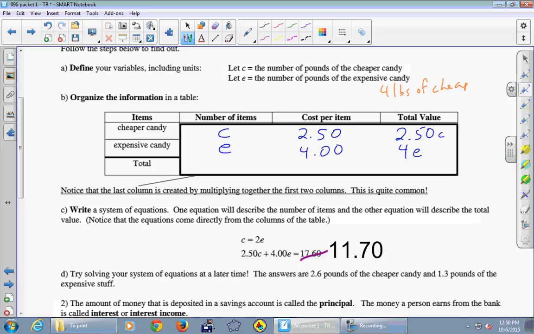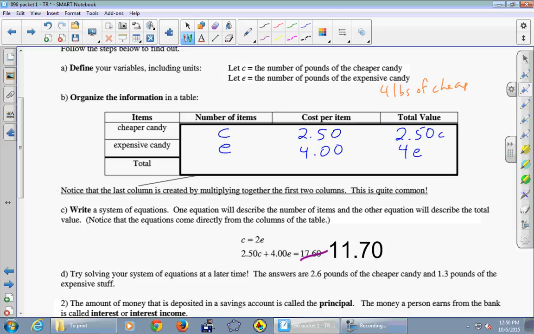4 times E. We buy it. And it is going to be quite typical for us when we make our tables to multiply the first 2 columns to get the last column. And the problems will change in context. We'll see problems that have nothing to do with candy, but it's still going to be set up in such a way that multiplying the first 2 columns gives you the last column. But I don't want you to just memorize it. In this case, I hope it makes sense as to why that's true.